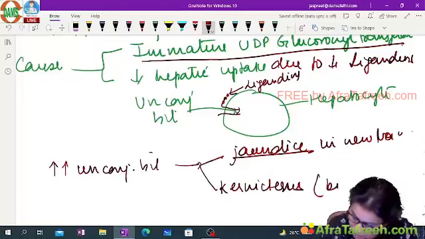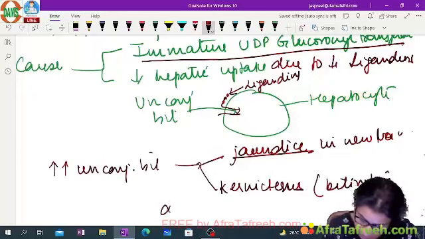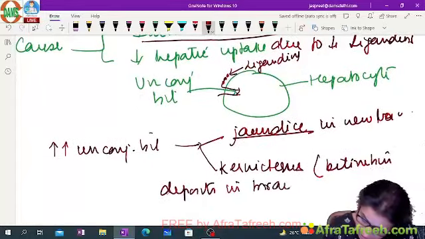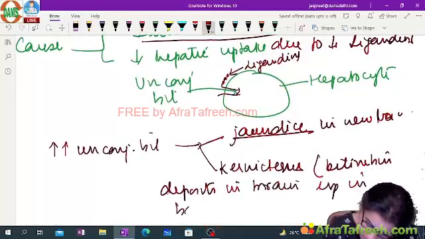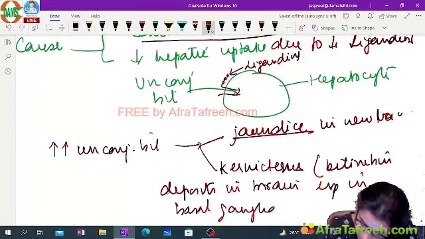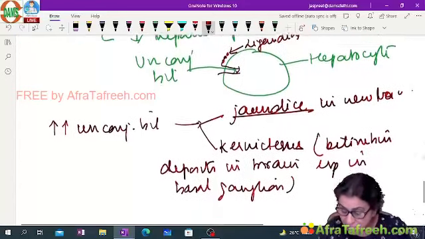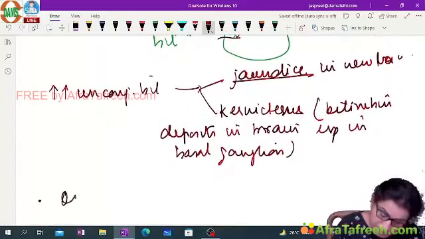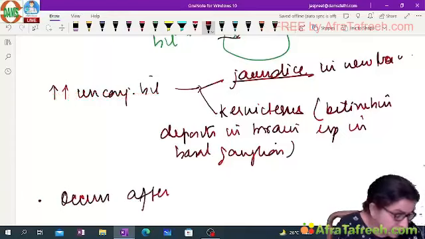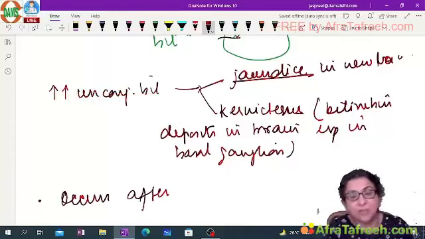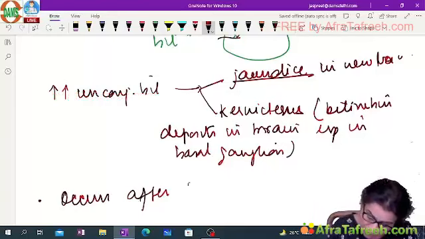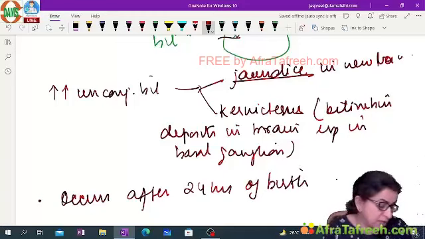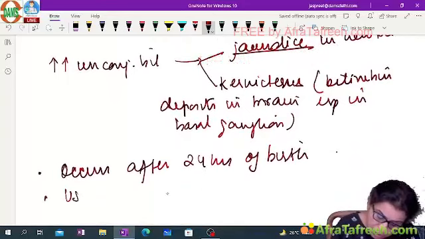So what is kernicterus? Bilirubin deposits in the brain, especially in the basal ganglia, producing kernicterus. This physiological jaundice of newborn occurs after the first 24 hours of life. So the child is born, and after 24 hours this jaundice will occur, and it usually resolves on its own.